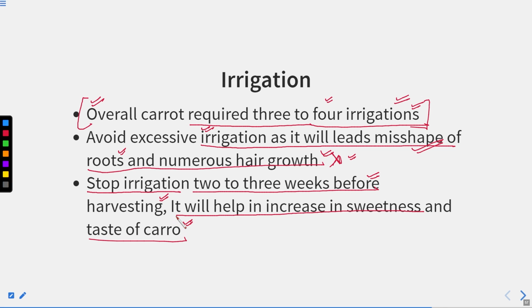The number of times we have to irrigate matters. Excessive irrigation should not be given. It can lead to misshapen roots, and numerous hair growth will develop. Stop irrigation 2 to 3 weeks before harvesting. This is very important because otherwise it reduces the quality, the sweetness and the taste of the carrot.